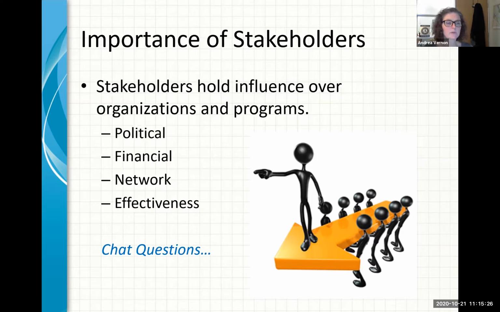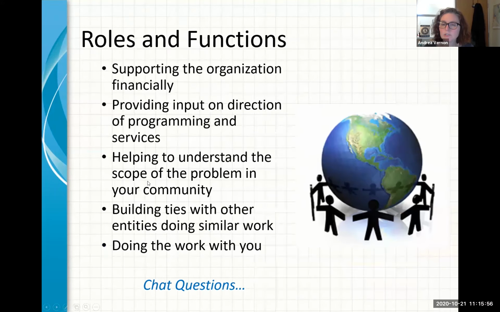So working together with your stakeholders, they can help you and your program or organization develop a deeper understanding of the problem that you're trying to address, and create new and better solutions and build more effective organizations. So there can be some long-term capacity and influence as well. Looking at the types of influences that stakeholders have over an organization and a program provides a good segue into the next slide and our next part of conversation, looking at the roles and functions of stakeholders.